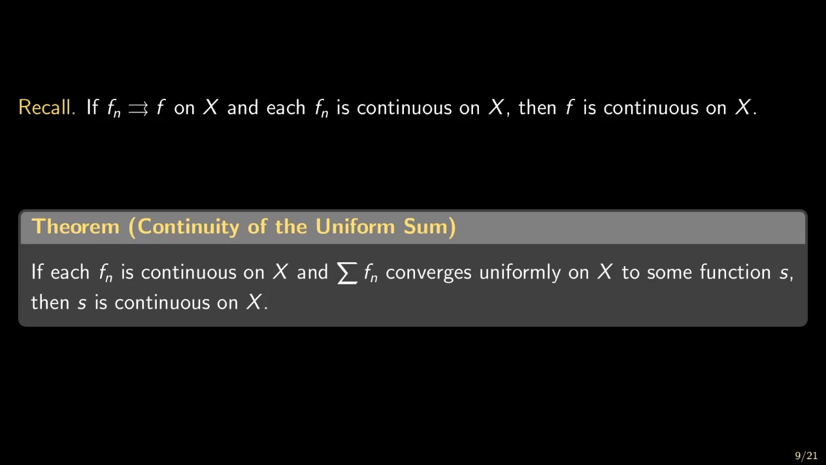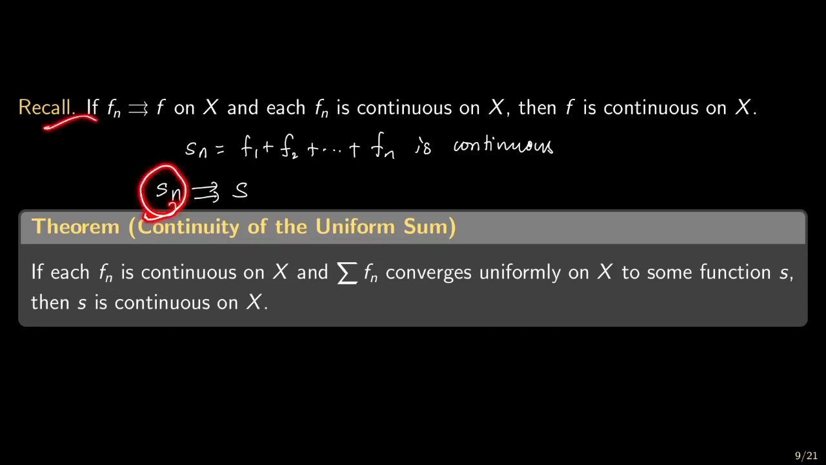Now, if we look at an infinite series of continuous functions, where each f sub n is continuous on X, then the nth partial sum, which is a finite sum of continuous functions, S sub n, is continuous also. Being uniformly convergent, S sub n converges uniformly to some function S on X. So if each one of these is continuous, by this property we can say that S is continuous as well. Hence, the uniform sum of a series of continuous functions must be continuous.